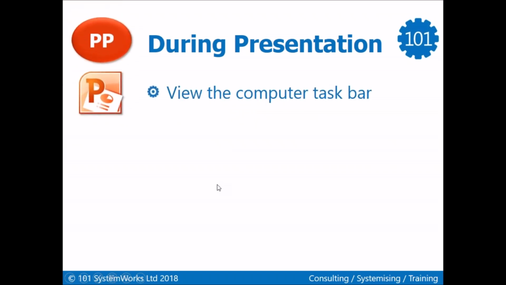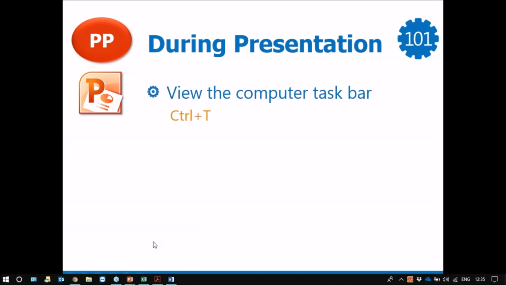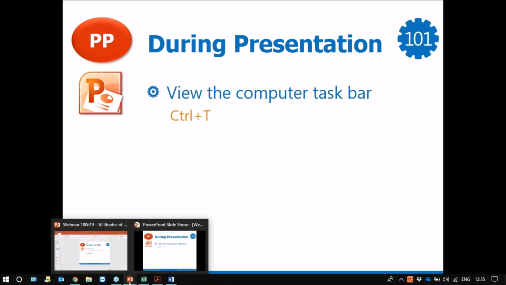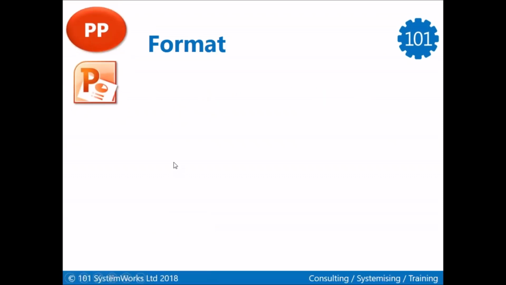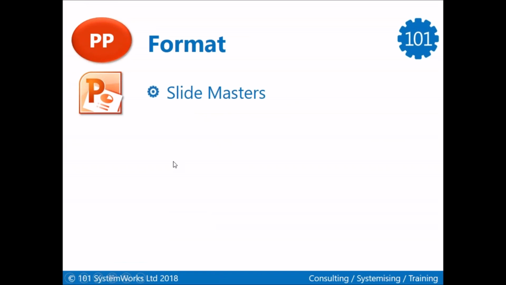Something else. Down the bottom here, there's no taskbar. If you wish to see the taskbar so that you can go out of a presentation into another, can you see that down the bottom now I've got all the applications visible that I'm using, because I can now see the taskbar. So there you go.